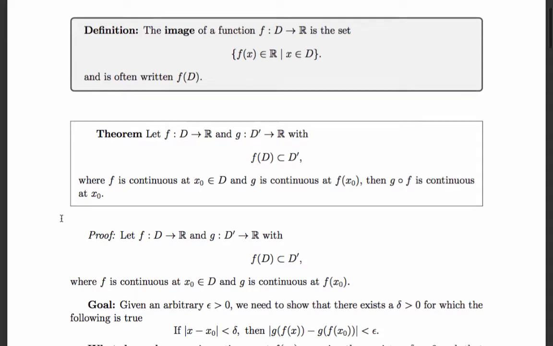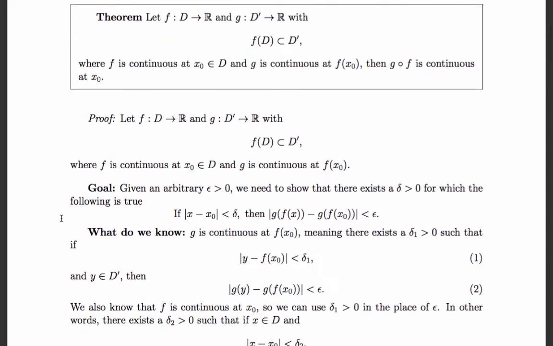Well, let's prove it. Suppose f maps D to R and g maps D prime to R, and the image of f is a subset of the domain of g. In other words, let's assume that the hypothesis of our theorem is true, because of course that's the world we live in when we're proving a theorem. f is continuous at x naught, g is continuous at f of x naught.